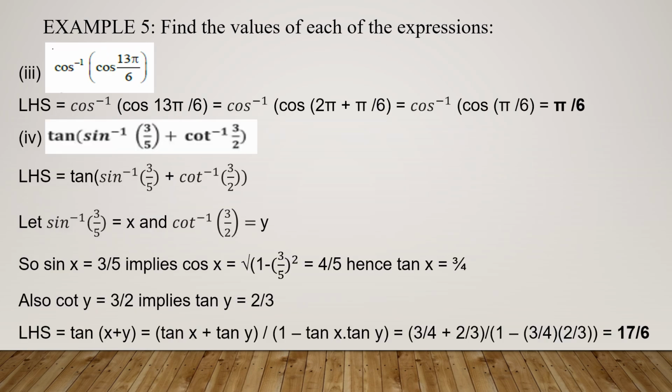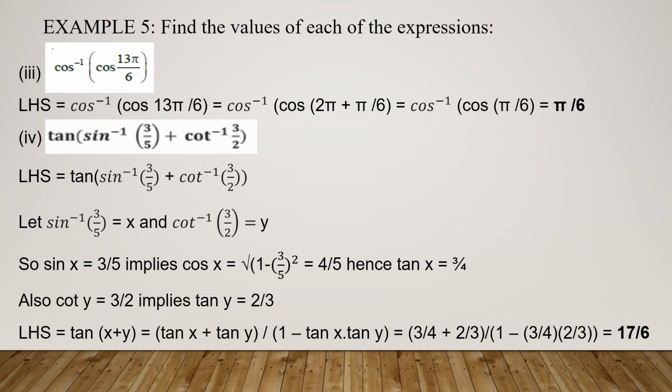Find the value of cos inverse of cos of 13 pi by 6. Again I am telling you 13 pi by 6 is not in the principal value branch. So you have to first convert it. 13 pi by 6 can be written as 2 pi plus pi by 6. Now again cos inverse of cos of 2 pi plus pi by 6. Cos is an even function, so cos of 2 pi plus pi by 6 is cos pi by 6. So it will be equal to cos inverse of cos of pi by 6, which is equal to pi by 6.